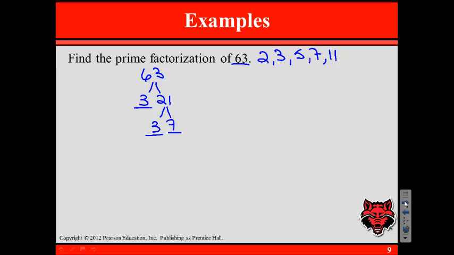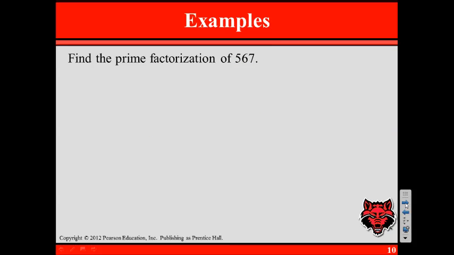And this is how we write the answer. 63 equals 3 times 3 times 7. That's why it's called a prime factorization. It's a multiplication problem, a multiplication statement, and all of the numbers being multiplied are prime numbers. If you were to multiply 3 times 3 times 7, you would have exactly 63. So this is the prime factorization of 63. Let's try with a larger number, 567.